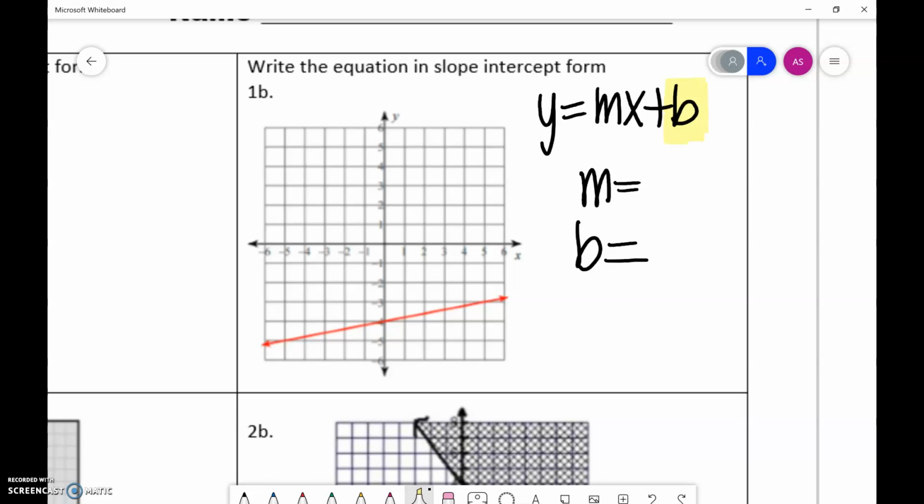So I'm going to start with the y-intercept. The y-intercept is where it crosses the y-axis, which is there. Okay, and I see that I'm crossing at -4, so I'm going to go ahead and put b = -4.